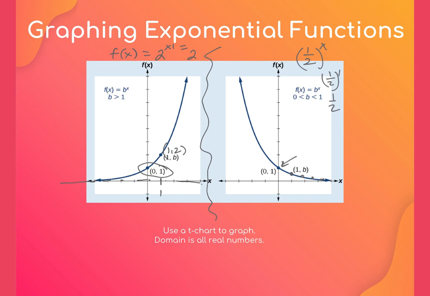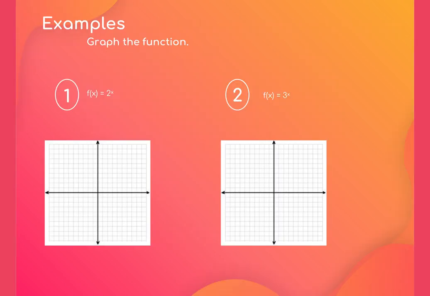So the domain of these is all real numbers. The range would be restricted because it's never going to go all the way down to negative infinity or all the way up. It's going to be one way or the other. And we will literally just use the t-chart to plot these values. So you won't need a calculator for some of these. Some of these you'll see in a minute that you do. But for most of these, you won't need one. Literally just plot a t-chart.